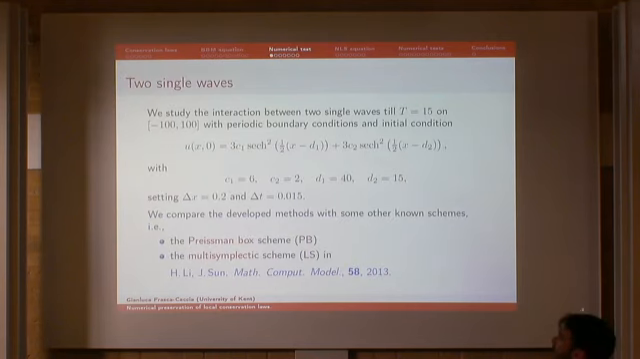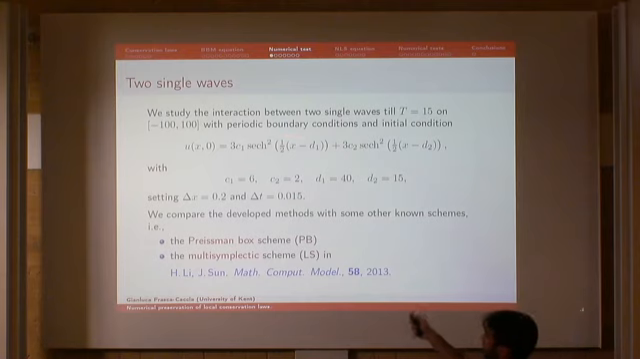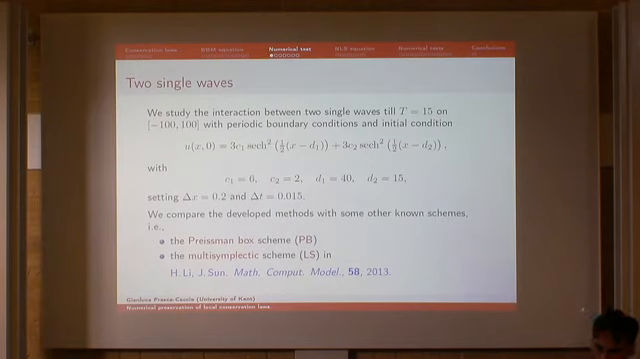And I'm going to show you a numerical test, also to see how the schemes work compared with other schemes in literature. The numerical test that I've chosen to show you is the interaction of two waves over the interval -100 to 100, and we are integrating till time 15. We are using periodic boundary conditions, but not because we need them, just because it would be easier to evaluate the error in the conservation laws if you consider the error instead of the global invariance.